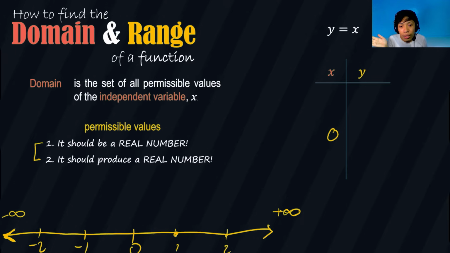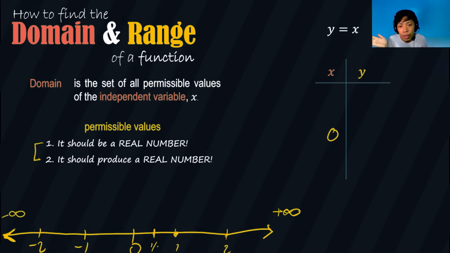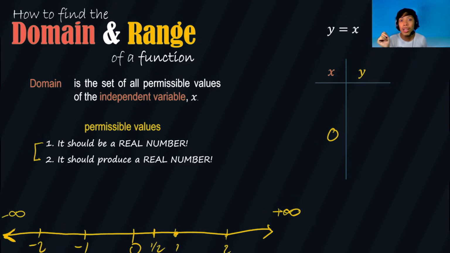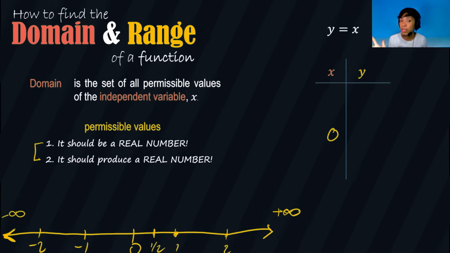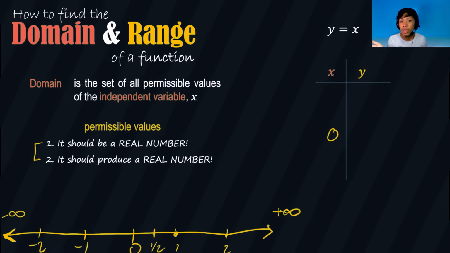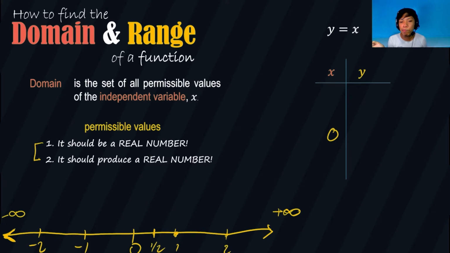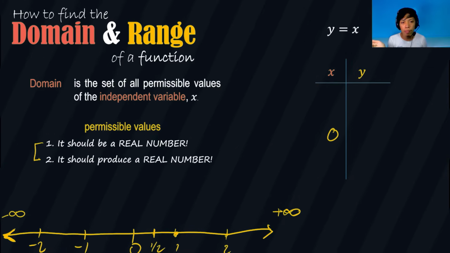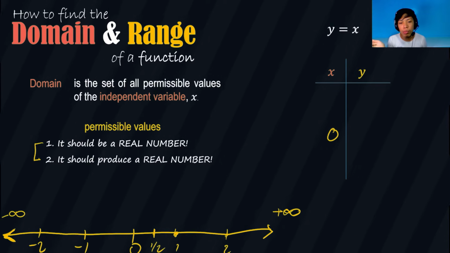It's between 0 and 1 here. This is 1/2. Since you can locate 1/2 on the real number line, it's a real number. Okay? How about pi? Let me just erase this one.